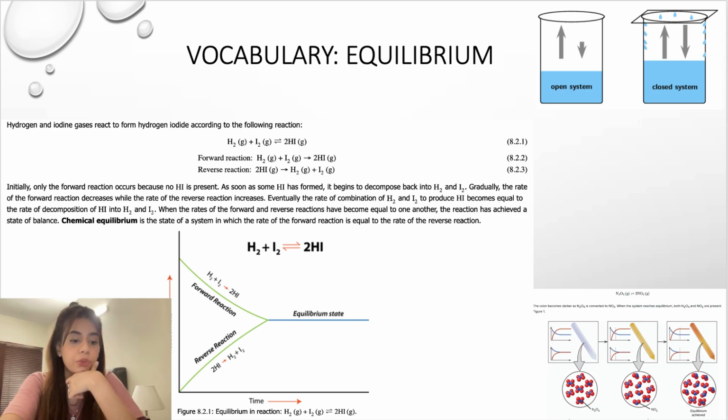So 5.2 is about the rate law. To me, this is one of the easier ones. I don't know what you guys are gonna think, but anyway, okay.